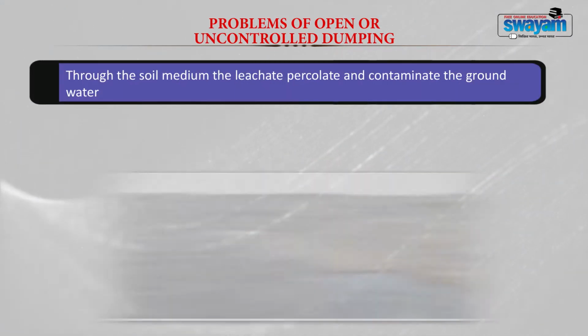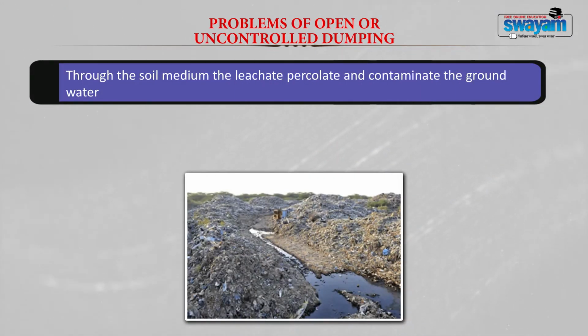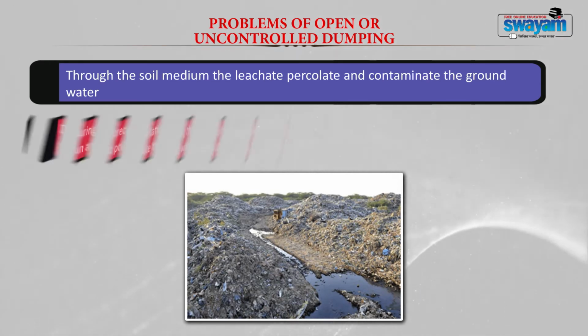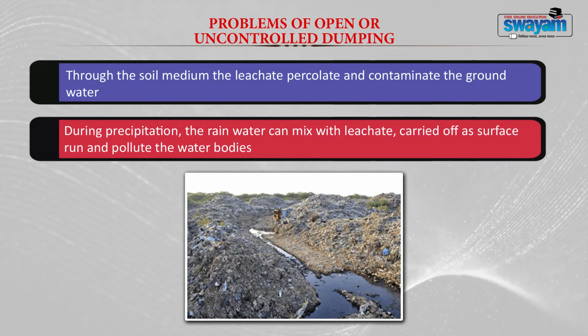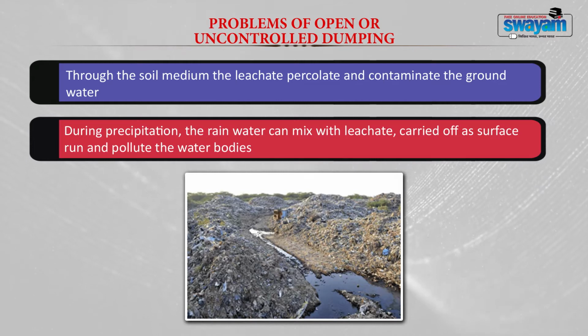Again, through the soil medium the water leaches or percolates into the groundwater and contaminates it. Now, when there is heavy rainfall or any form of precipitation, when it falls on the waste material, it will wash away a lot of material present in the waste. Along with that, leachate also gets mixed with the rainwater and is carried off as surface runoff. Once again, when this surface runoff enters into the water body, it starts polluting surface water bodies like rivers, lakes, streams and so on.